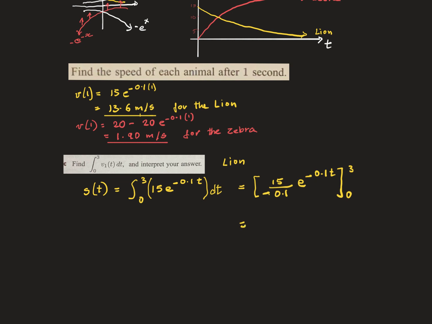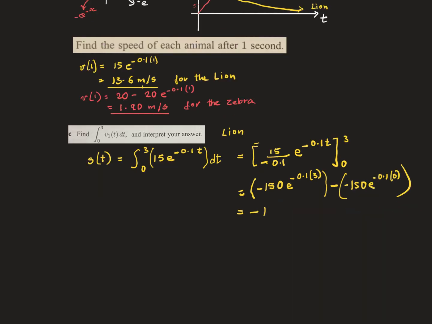So just substitute 3 and substitute 0, which is minus 150 e to the minus 0.1 times 3, and then we do the same thing for 0, 150 e to the minus 0.1 times 0. And we have minus 150 e to the minus 0.3. Minus and minus becomes a plus, and we know that e to the 0 is going to be just 1, so we will just add 150 to it.